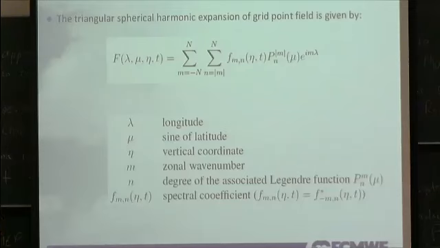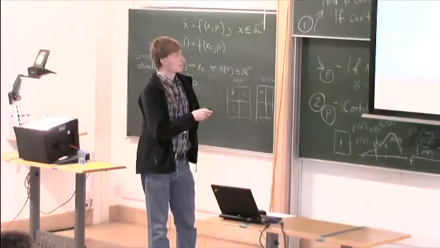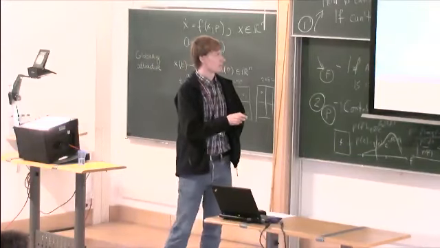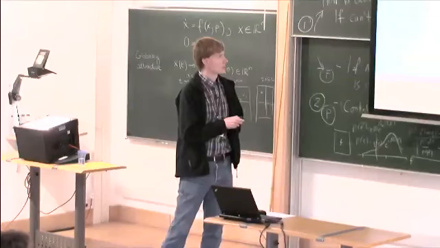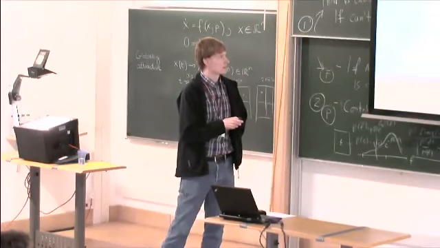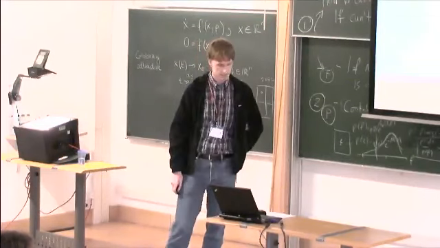And that's a pattern which is very similar to the one also used in backscatter, so I will introduce how the pattern is done. Just a short note on how the triangular spherical harmonic expansion looks like: your grid point value, so it's latitude, longitude, the vertical level, and time, is given by a spherical harmonic expansion, where you have your spectral coefficients and the spherical harmonics.